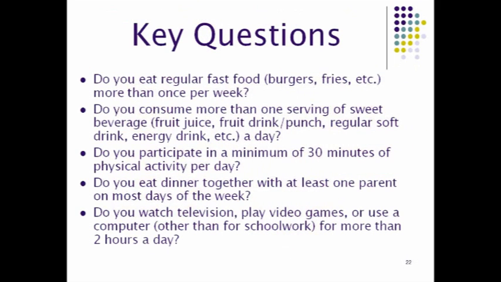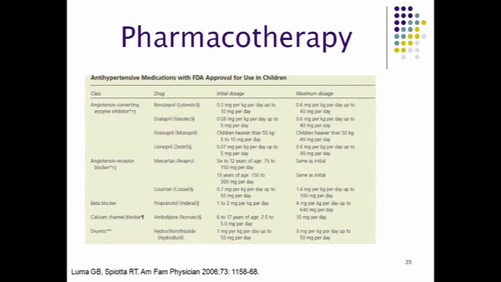So here's a sample Big Five questionnaire that you can use. Do you eat regular fast food? Do you consume more than one serving of sweet beverage? Do you participate in a minimum of 30 minutes of physical activity per day? Do you eat dinner with at least one parent or at least one adult most days of the week? And do you watch television, play video games, or use a computer for more than 2 hours a day? So these aren't my specific recommendations. These are from the AAP and from other organizations. They've just been compiled into a set of questions that I think is a little bit more practical than some of the recommendations that are in the NHLBI combined guidelines.